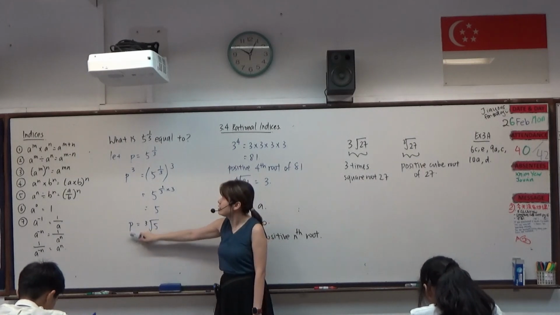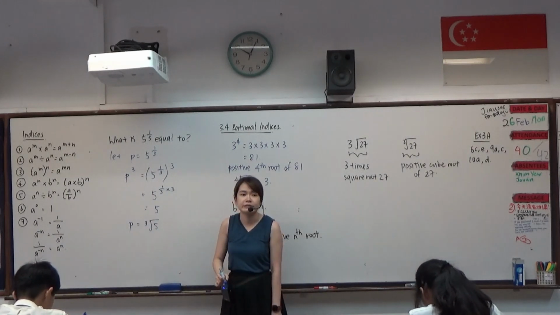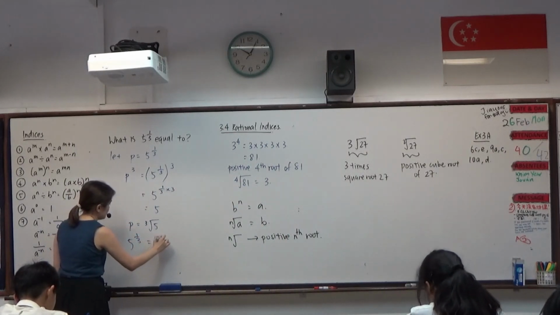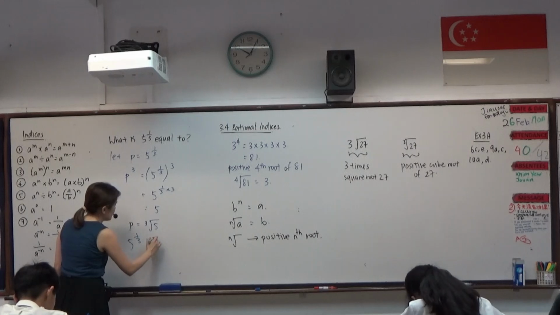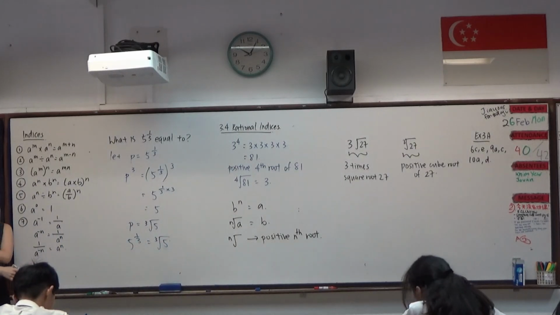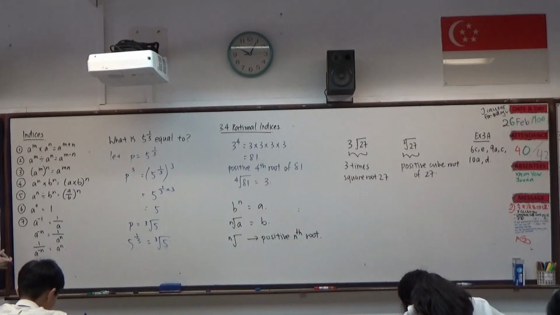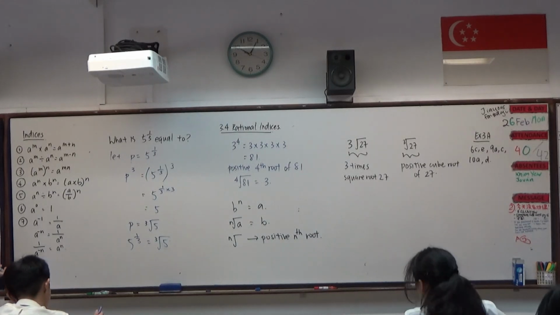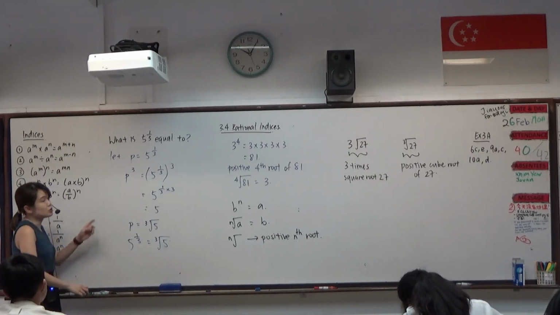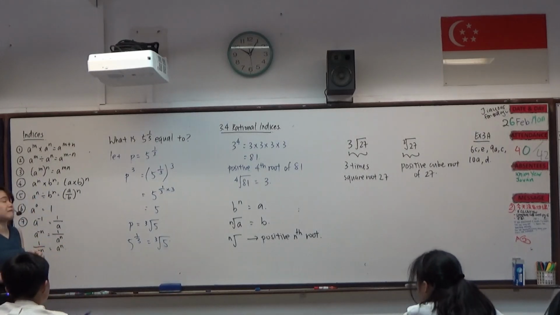But I know that P was defined to be 5 to the power 1/3. That's why 5 to the power 1/3 is the positive cube root of 5. So that is the key concept that we want to take away when we're dealing with rational index. I'm trying to find out what is the value of 5 to the power 1/3.